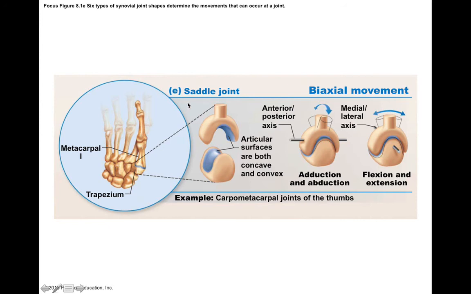Now an example of a saddle joint, where it actually looks like someone sitting in a saddle here, is we have convex and concave surfaces that kind of interlock against each other. An example of where you'd find this would be the carpometacarpal joint of your thumb. And so this allows for your thumb to move in a biaxial motion, right, front, back, and side to side. It allows for adduction and abduction, as well as flexion and extension of the thumb at the level of the carpals here. So that's pretty neat.